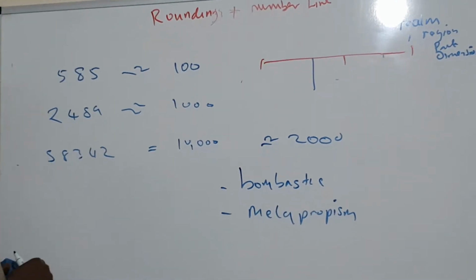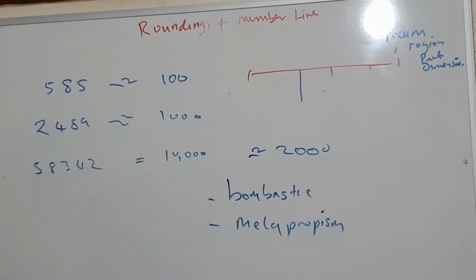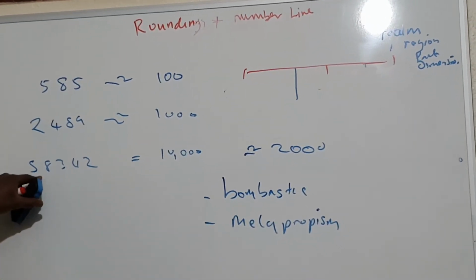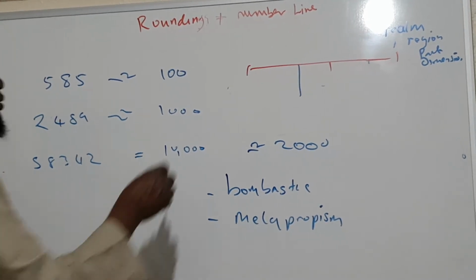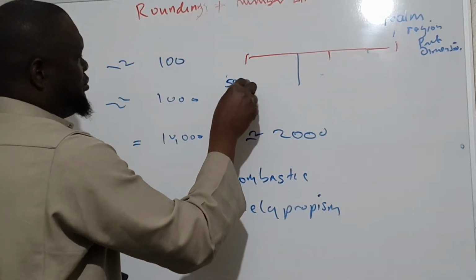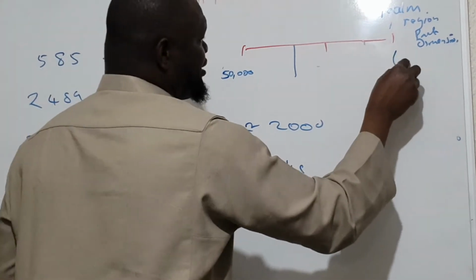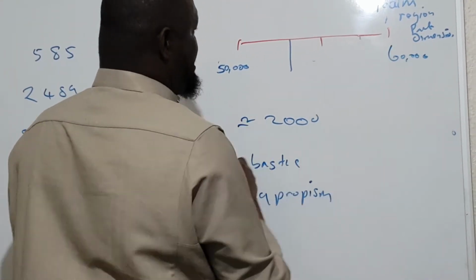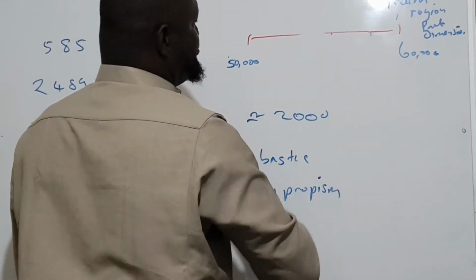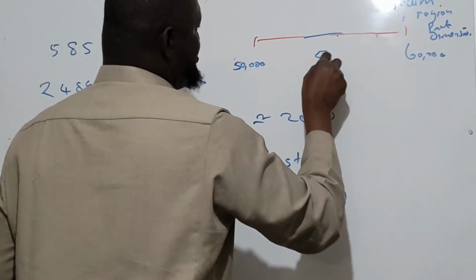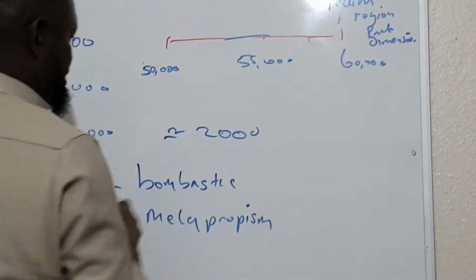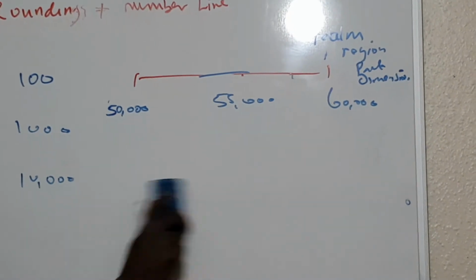We are looking at how many thousands? Now, 10,000, isn't it? So our first will be 50,000, and the next will be 60,000. And the middle will be 55,000. That's the average between the two, isn't it? Now, by looking at our number, where does it lie?